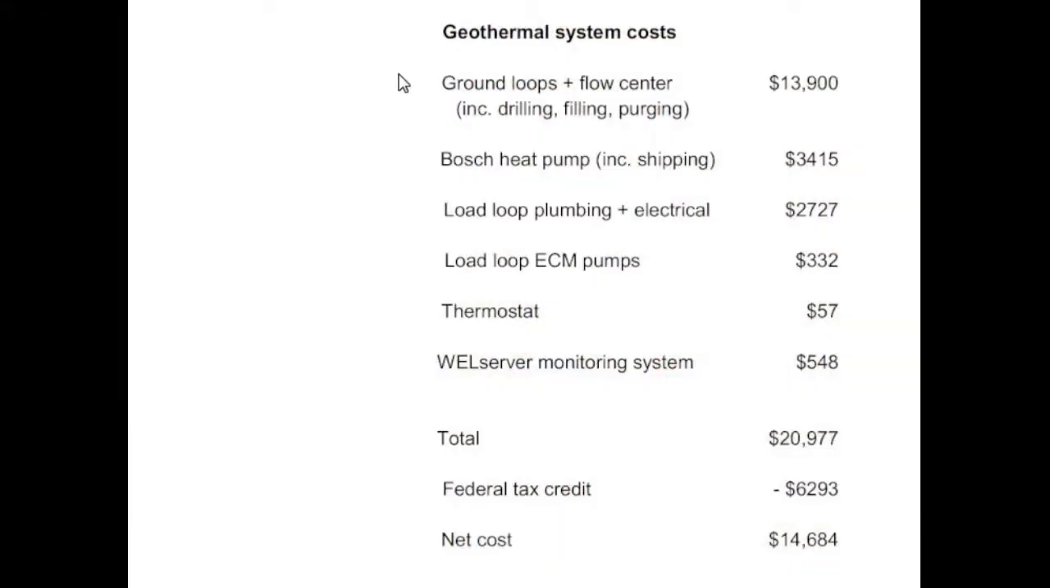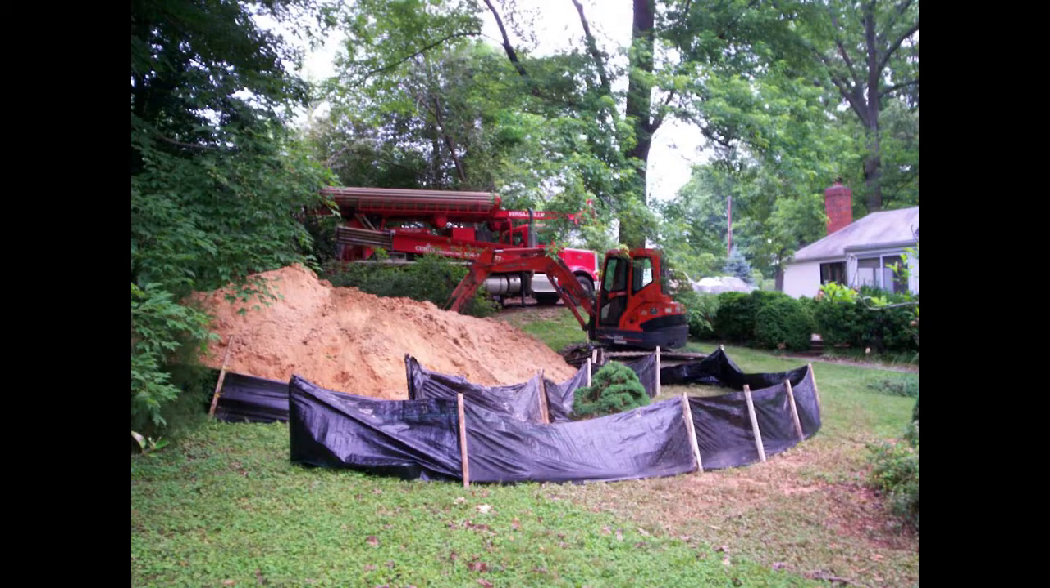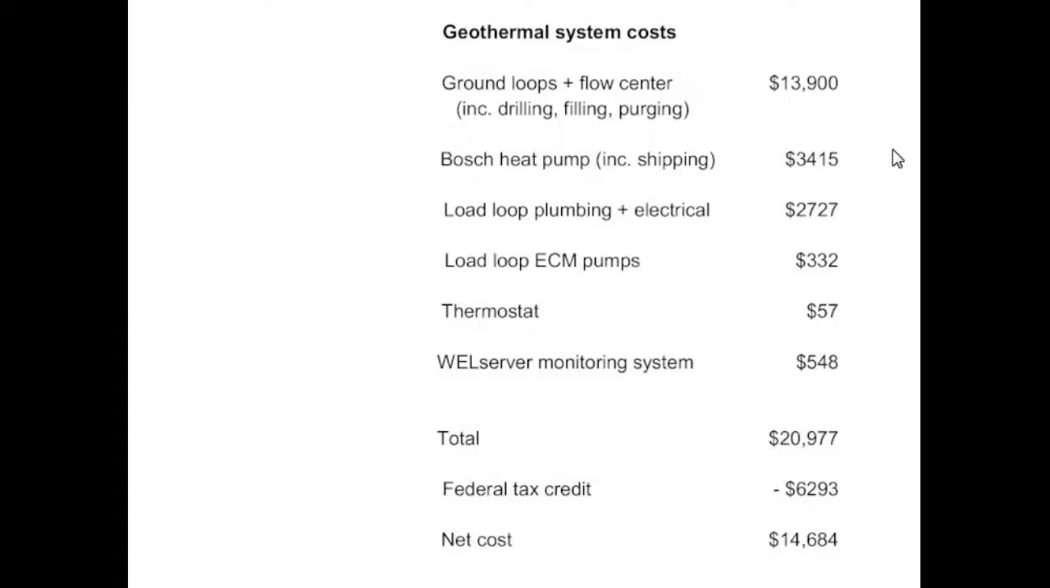Here's a breakdown of the cost of the system. By far the main expense was the drilling for the ground loops. This was about $14,000, which included the flow center, connections to the heat pump, and the filling and purging of the loops. The drillers came in with a big drill rig and spent almost a week drilling and making a royal mess of the backyard, but it's mostly recovered now.